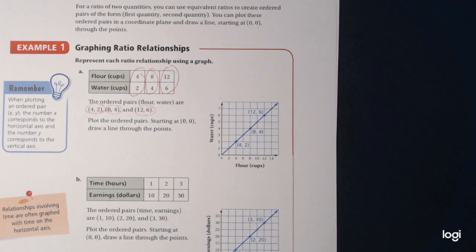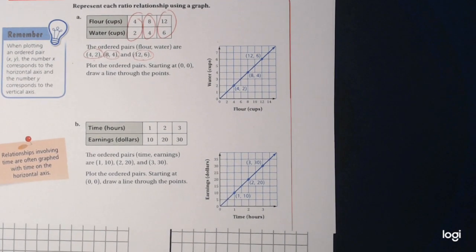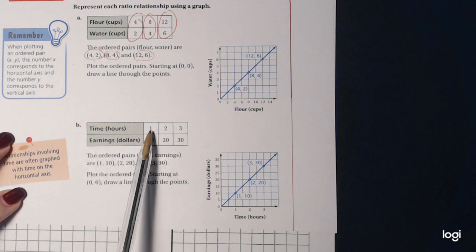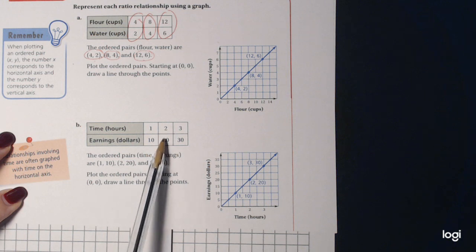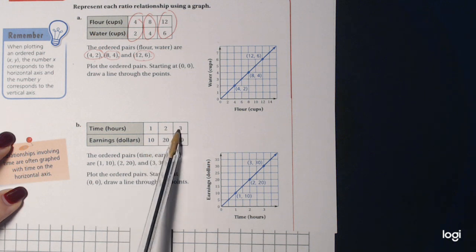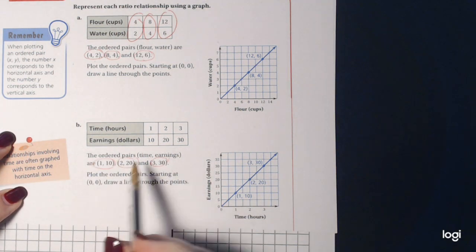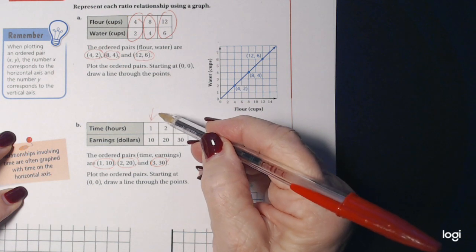Okay, the other one I want to show you is different labels, and it's called time and earnings. So for so much time, you earn so much money. 1 hour, $10, 2 hours, $20, 3 hours, $30. We make our ordered pair. Once again, the ordered pair comes from here.